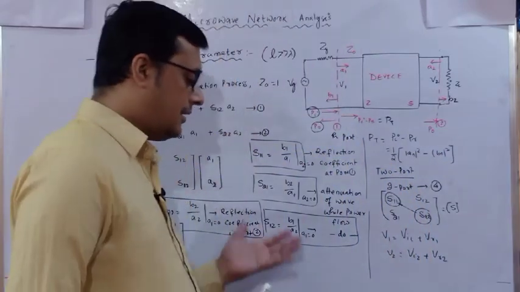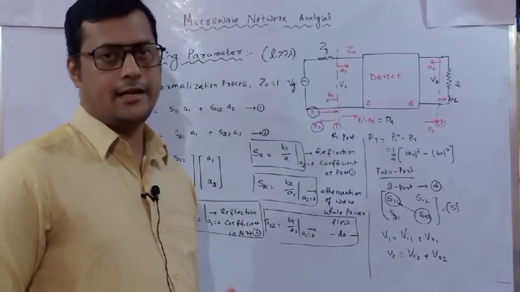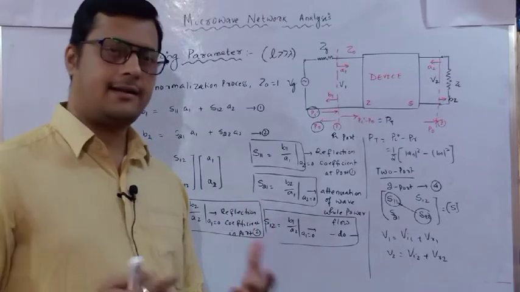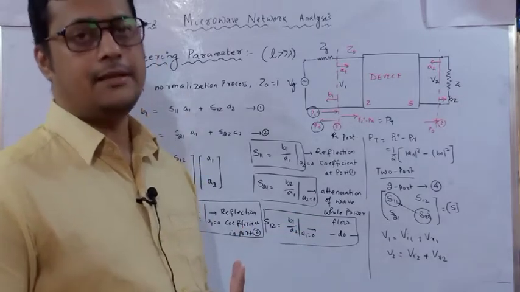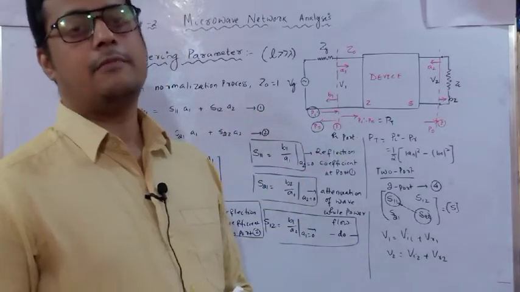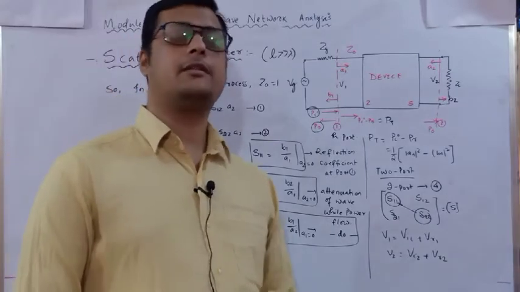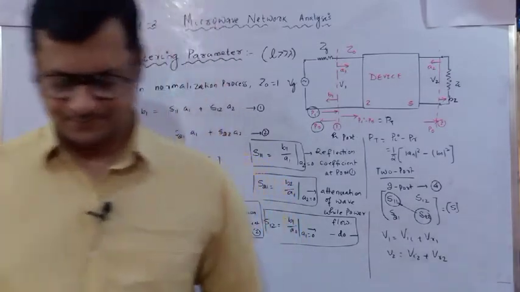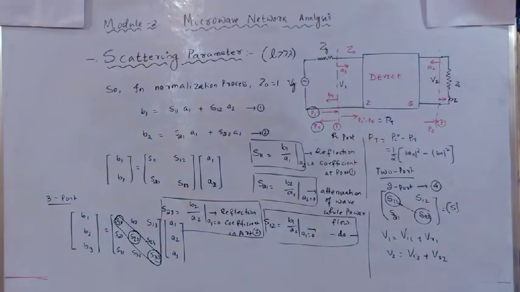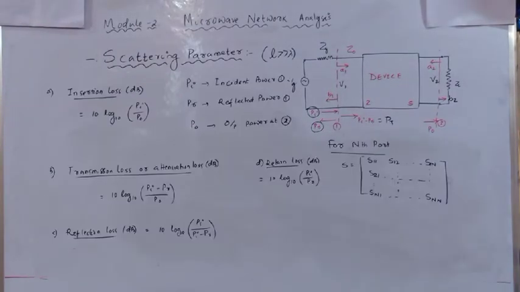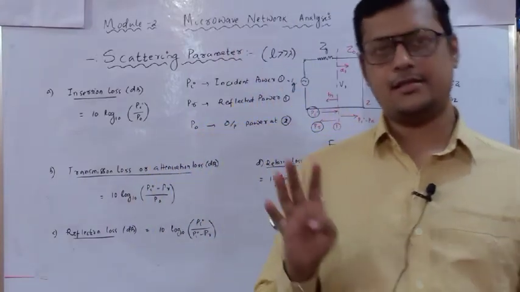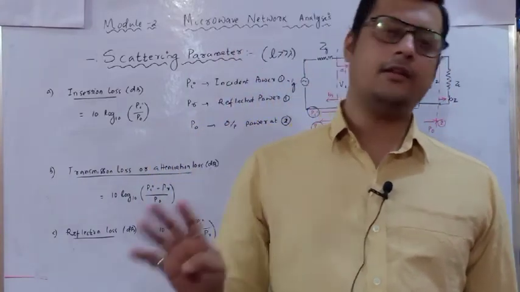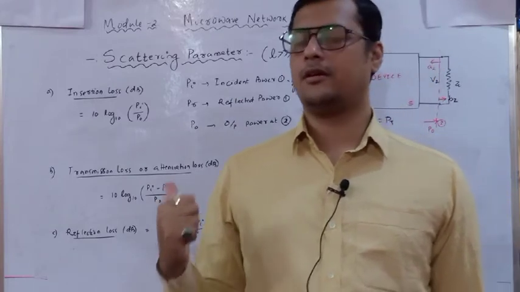Next we will discuss what sort of losses we can identify, because this attenuation acts as losses only. So depending upon this, what sort of losses are we going to measure in this particular microwave network with the help of this scattering parameter? Okay. So as you can see, there are 4 different losses we are going to discuss now. Okay, these are the 4 losses. For any sort of network we can measure these 4 losses.